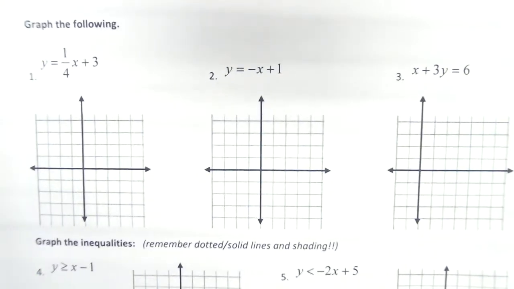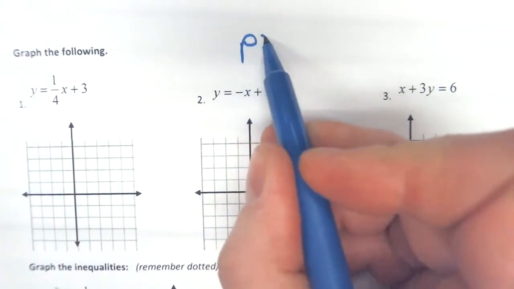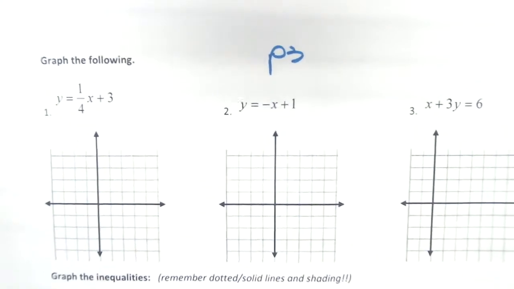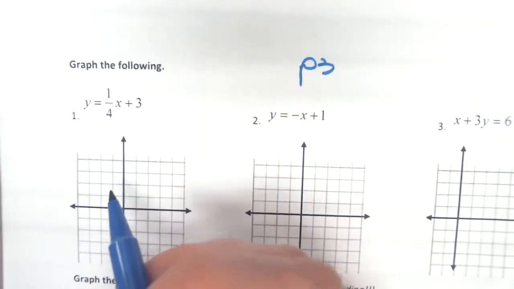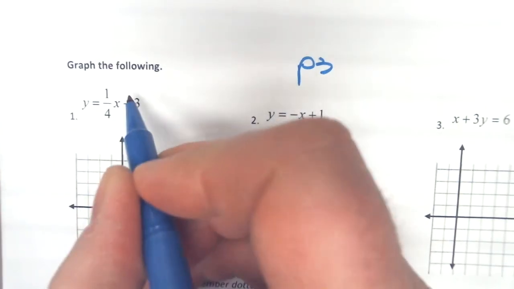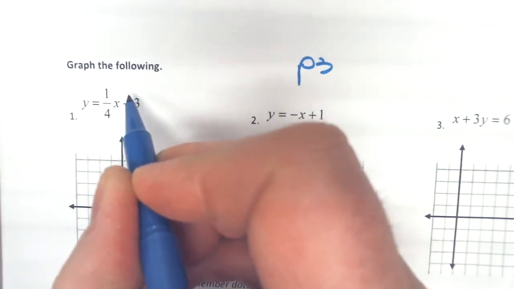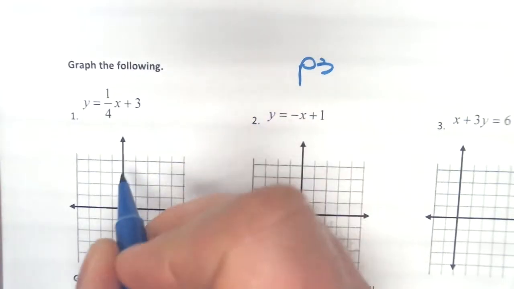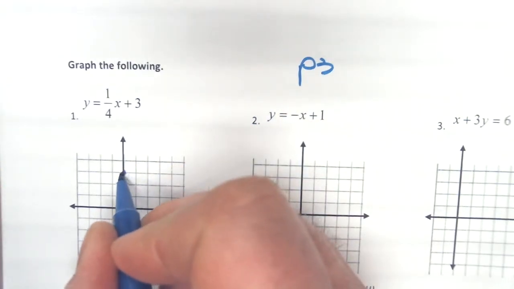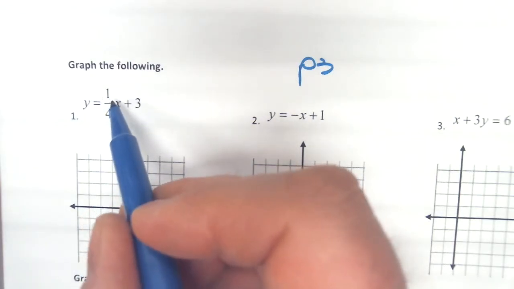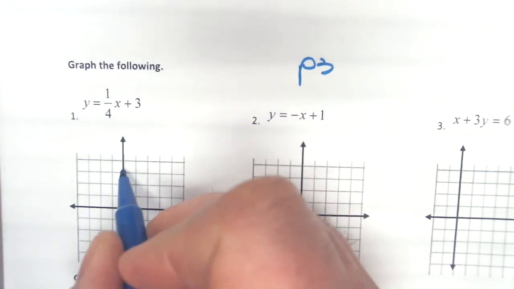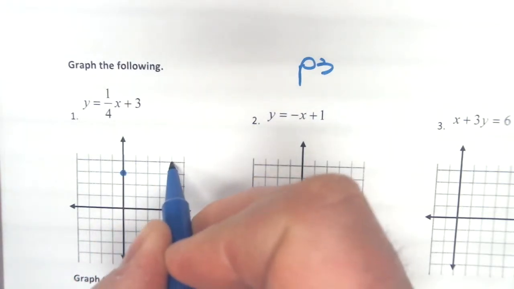All right, we're going to start page 3 of our semester review. Page 3 is graphing. So we have something in slope-intercept form. Remember, this number that's by itself is the y-intercept, so I'm going to put a dot at y equals 3. And from that point, I'm going to move the slope, rise over run, up 1 over 4. So up 1 over 4.